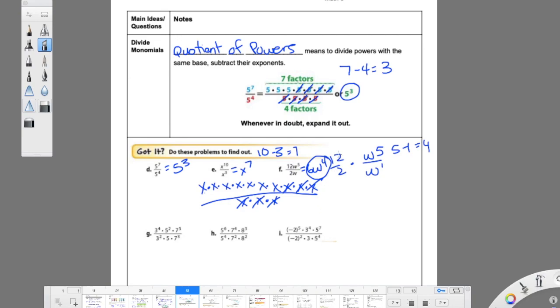So make sure if you're doing multiplication or division, it doesn't matter which one you're doing, if you have coefficients, you have to multiply or divide those coefficients first. And again, coefficient just means that number in front of the variable. And then you can deal with these variables and exponents. All right, let's take a look at these ones.